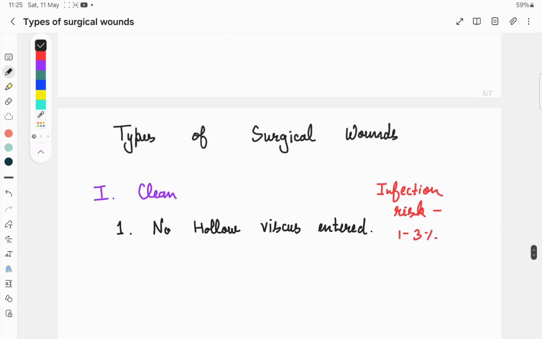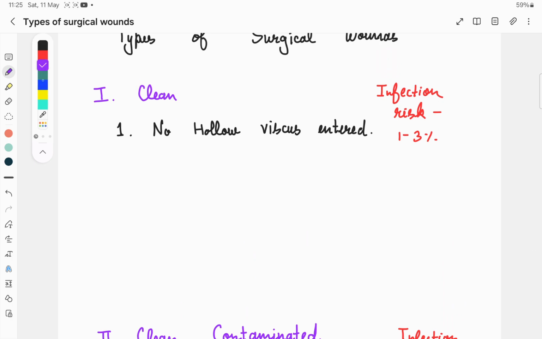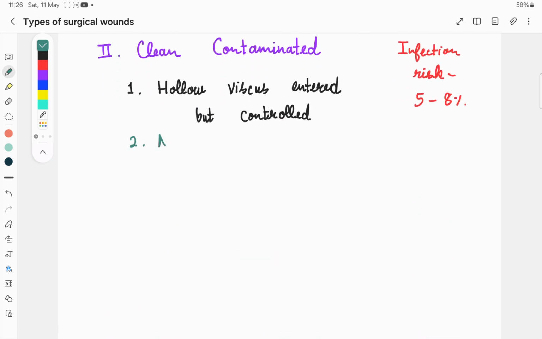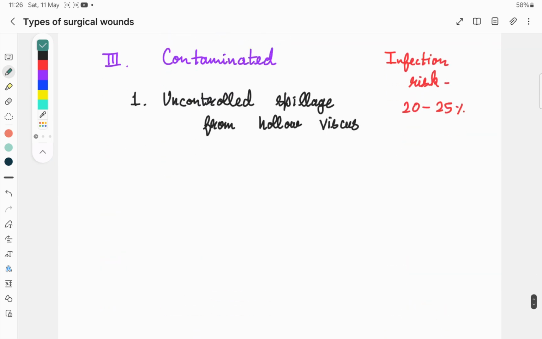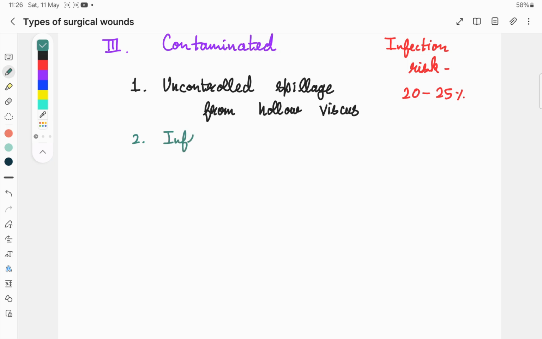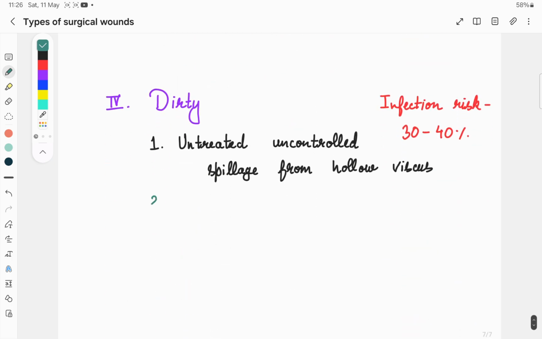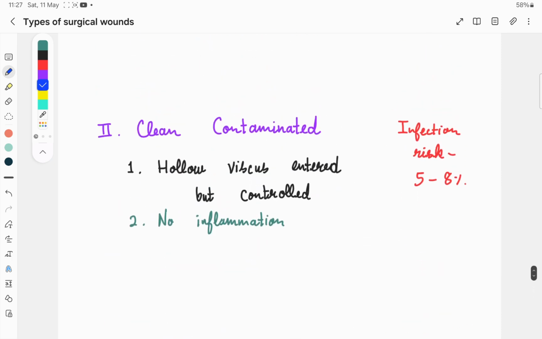Now the second major point. So the second major point is regarding inflammation. There is no inflammation in clean wounds. Similarly, no inflammation in clean contaminated wounds. Then apparent inflammation in contaminated wounds, and severe inflammation in dirty wounds.